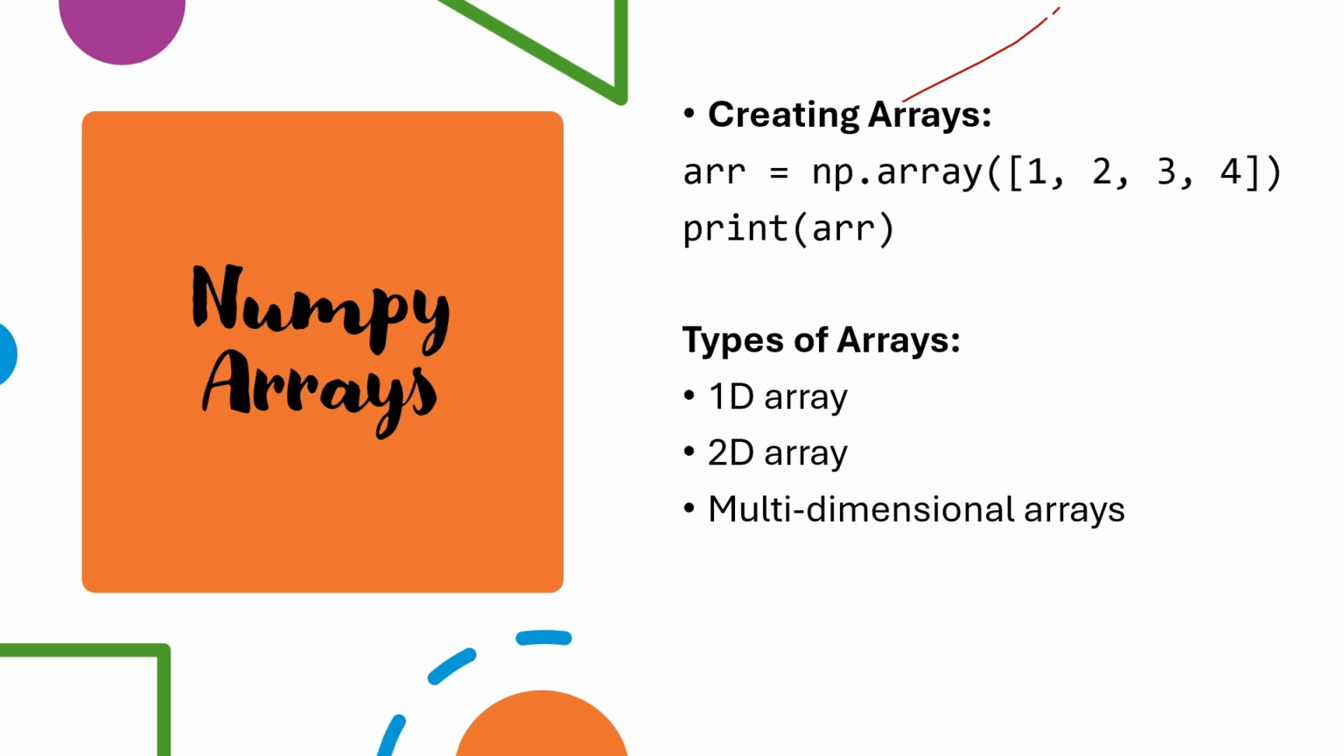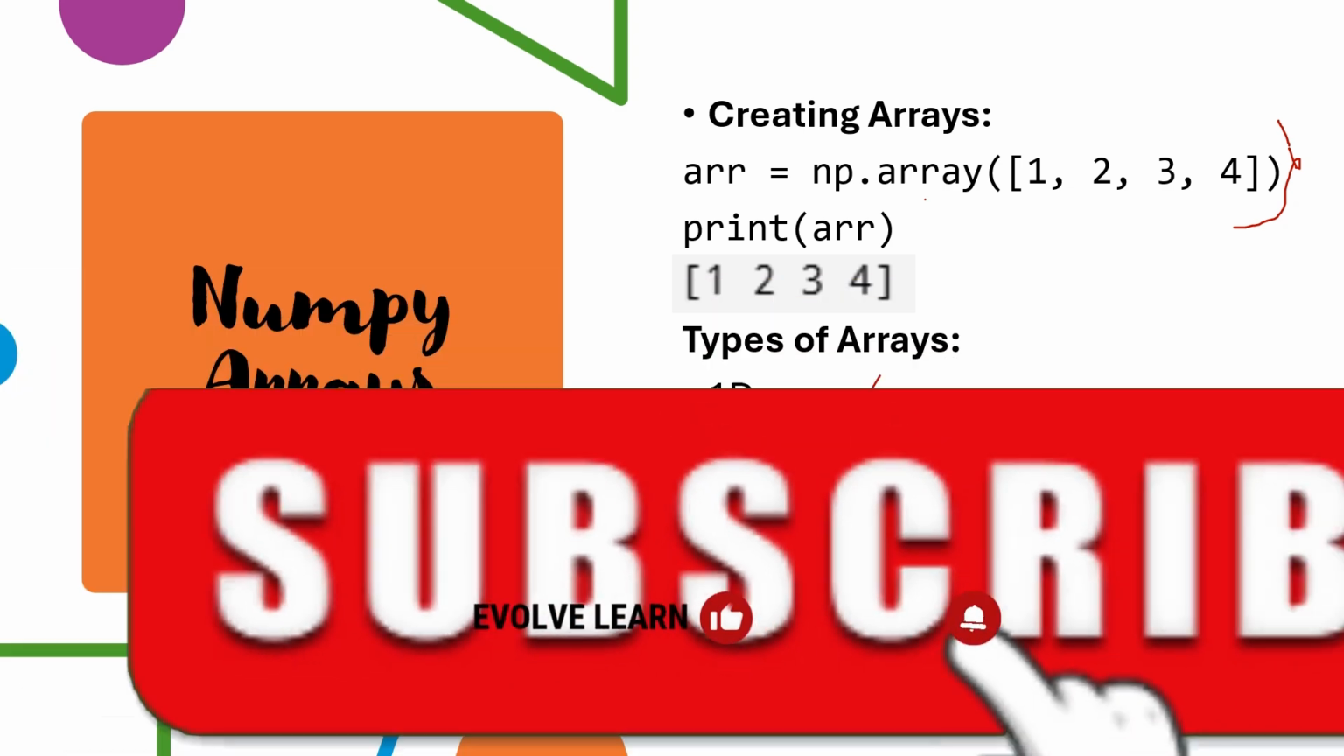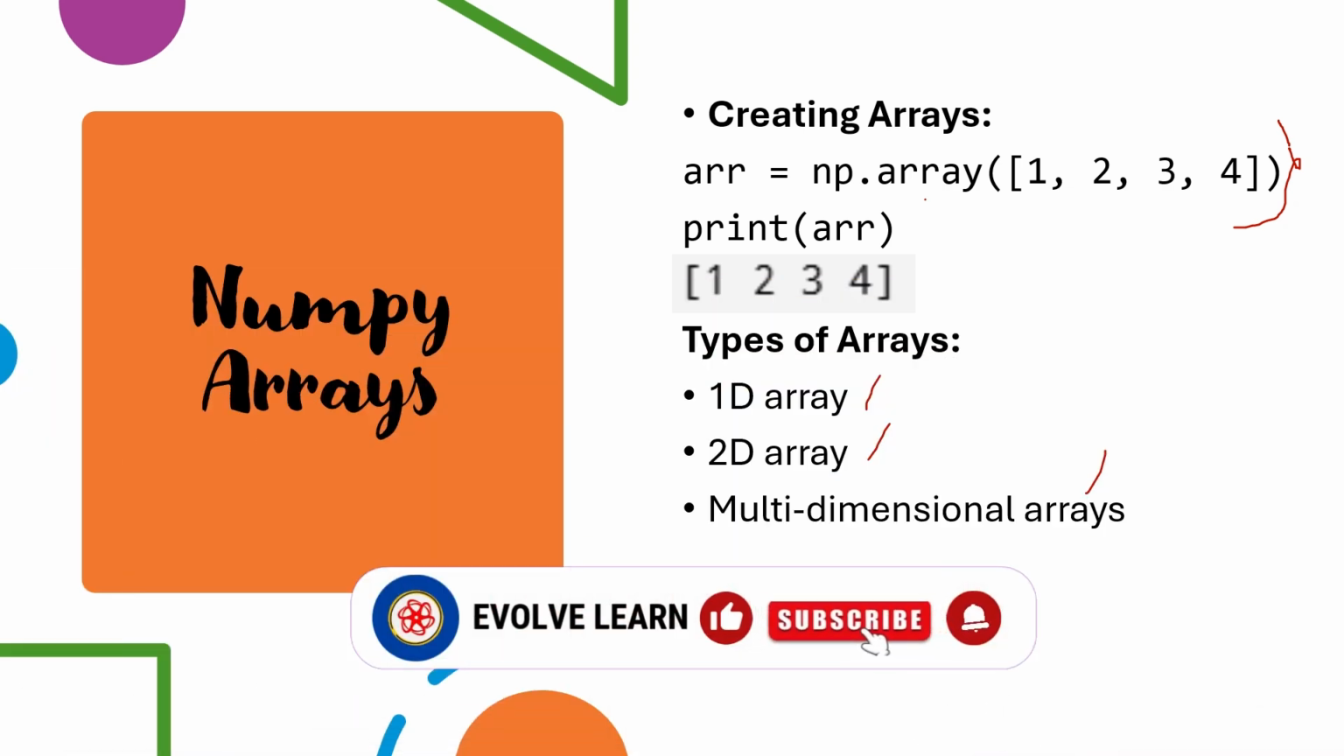Arrays are the core components of NumPy. To create an array, we use the np.array function. This is an example of how we create an array using the np.array function. Executing this code creates a one-dimensional array, which is straightforward and easy to understand. NumPy supports various types of arrays like one-dimensional arrays, two-dimensional arrays, and multi-dimensional arrays. These arrays are highly efficient and form the backbone of NumPy functionalities.